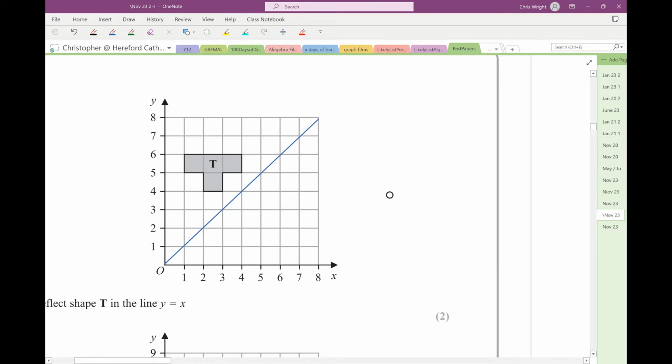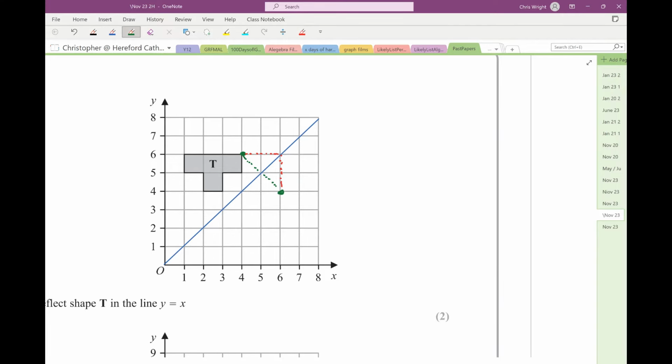So it's a diagonal mirror line. Either you can think, right, I've got to count diagonally to the mirror line. So this point would be one diagonal, and so one diagonal the other side, and would end up here. Or you might be used to thinking, if I count horizontally to the mirror line, I have to count vertically from the mirror line. But either way, you can work out where all the points will go.